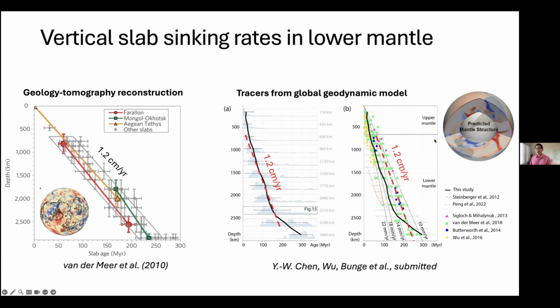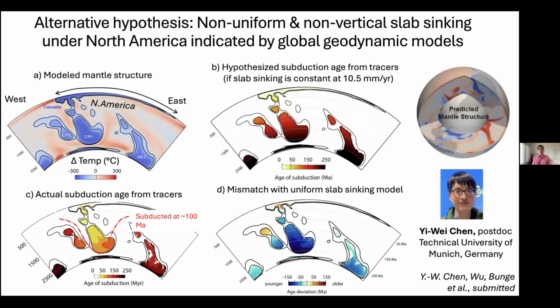Now, importantly, this reconstruction is done in a spherical Earth, which is important, with realistic subduction histories. But if we look at this model that seems to confirm 1.2 centimeters a year vertical slab sinking in detail, and this is under North America, what we see is actually a different story. What we see is non-uniform and non-vertical slab sinking, specifically under North America.